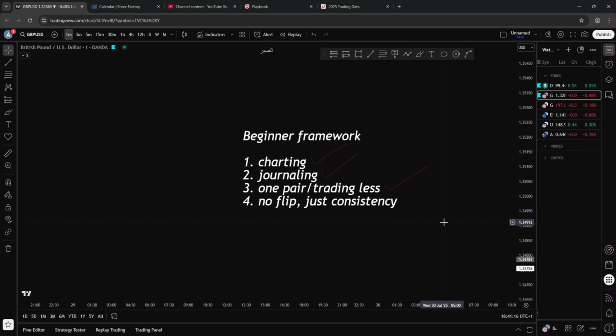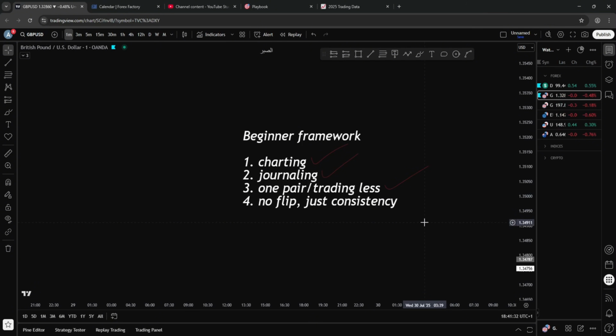I think for a lot of beginners as well, it's important to just stick with one pair, because if you're trading multiple pairs, it can get overwhelming. If you're on the charts all the time doing different analysis, you're not really focused on one. You can't really get a proper, detailed analysis that way.